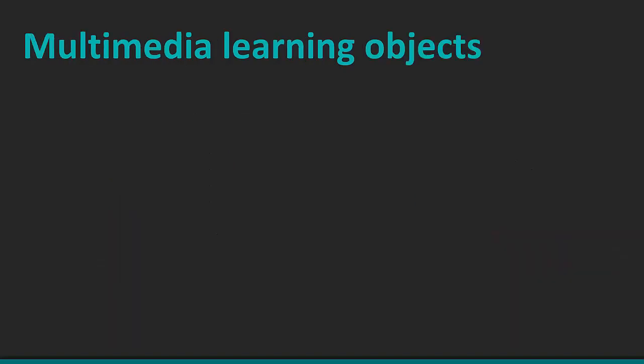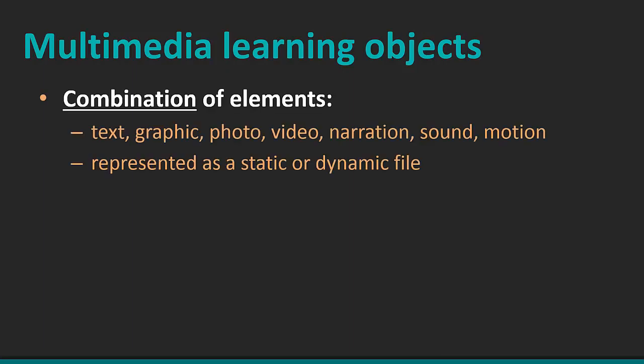We keep using this term multimedia learning object, and it might be helpful to officially define it. A multimedia learning object is a digital file that combines a targeted mix of the following elements. You've got text, graphics, photos, videos, narration, sound, music potentially, and even motion. And it can be represented as either a static or a dynamic file. But the most important thing to understand is that it's more granular than a course or a website or an app. It is a standalone file.